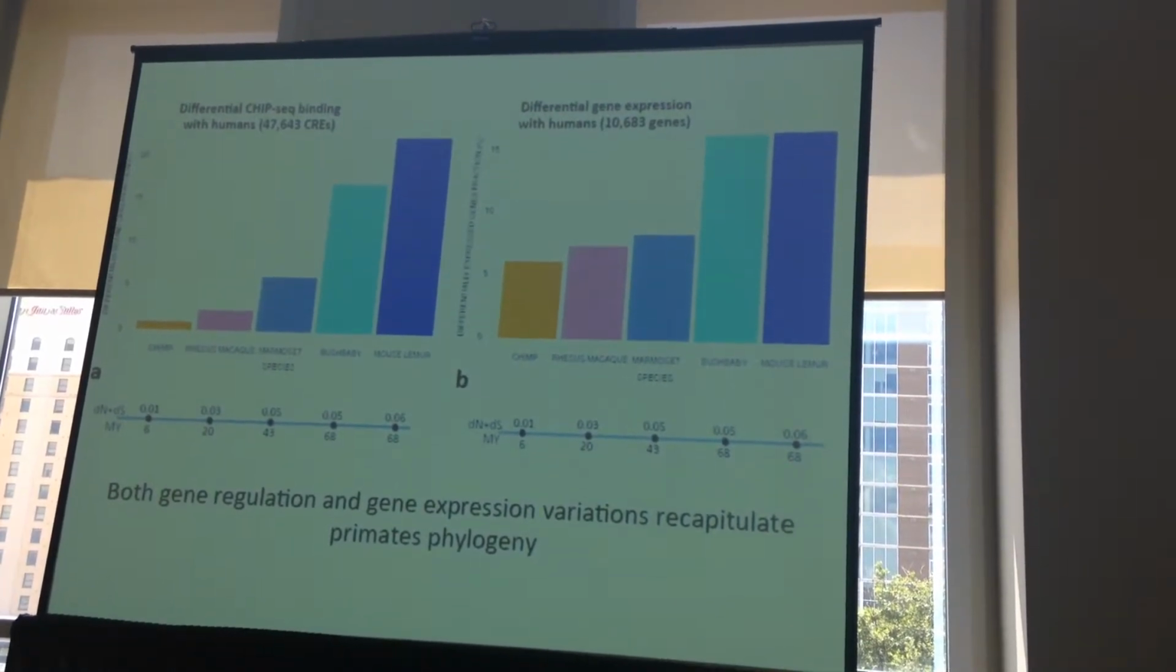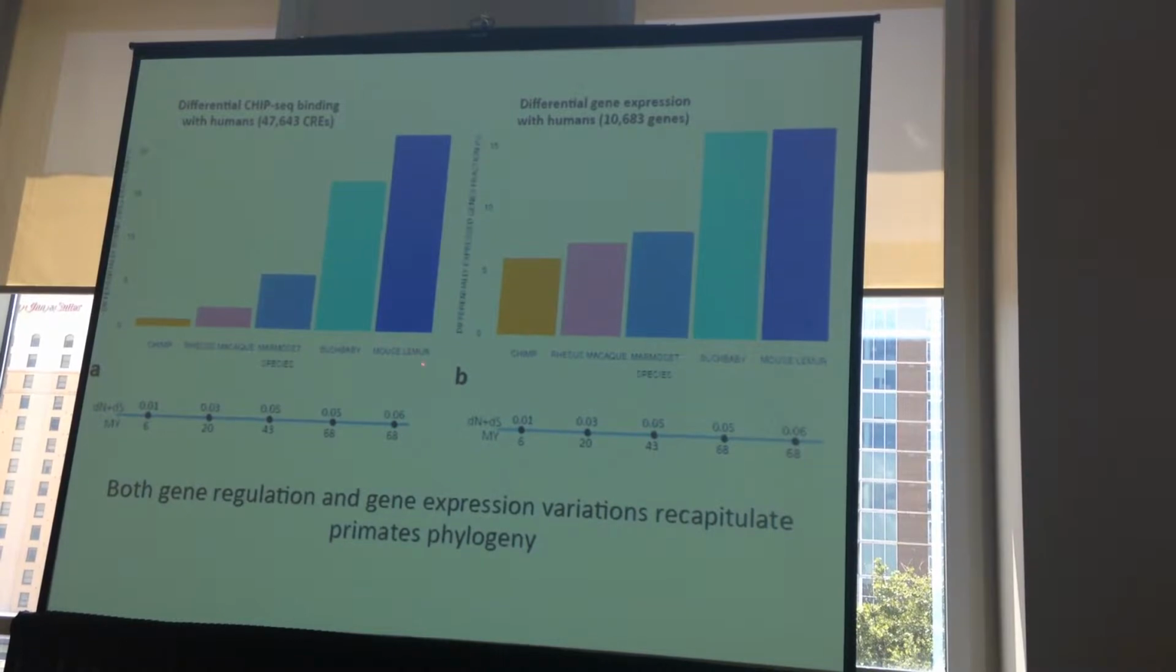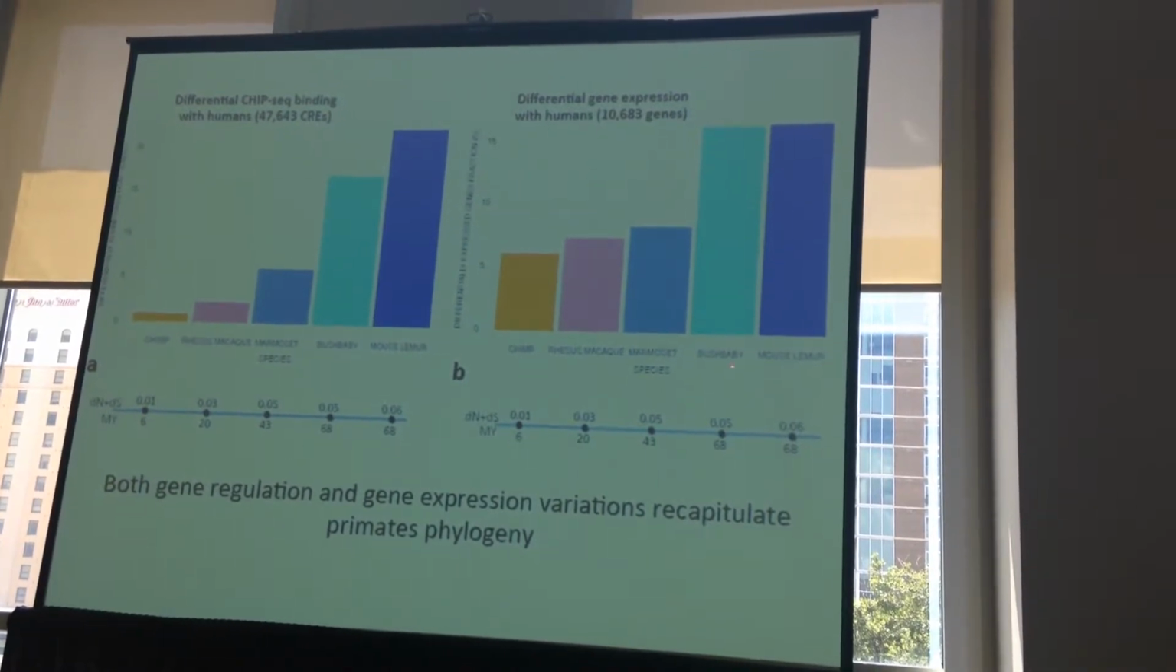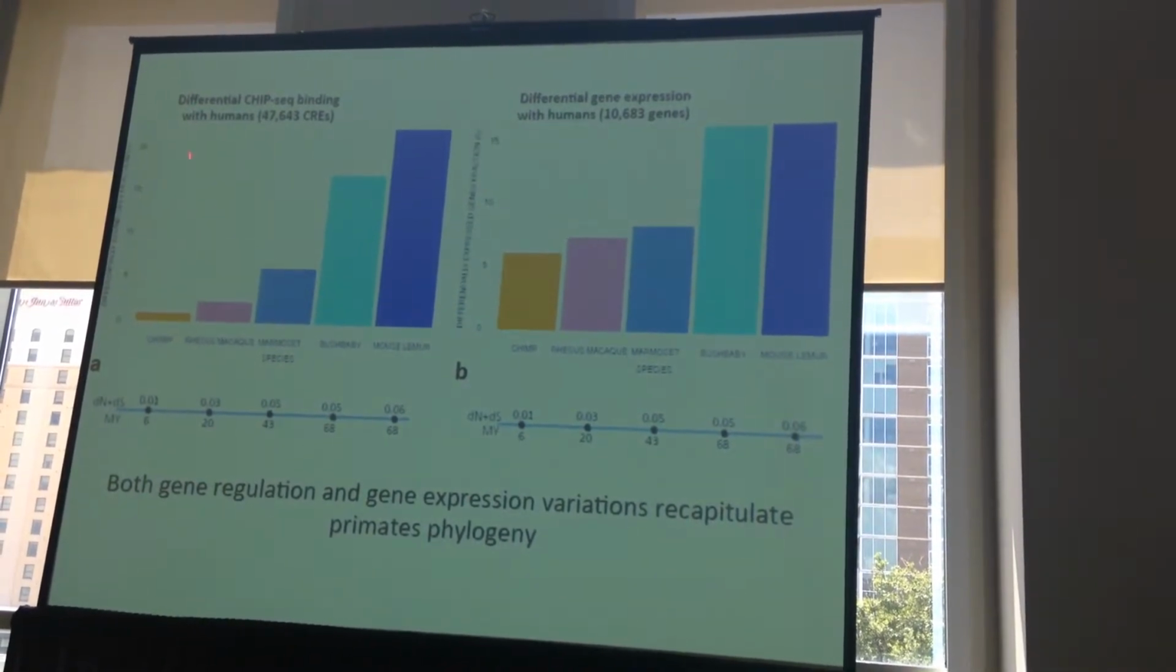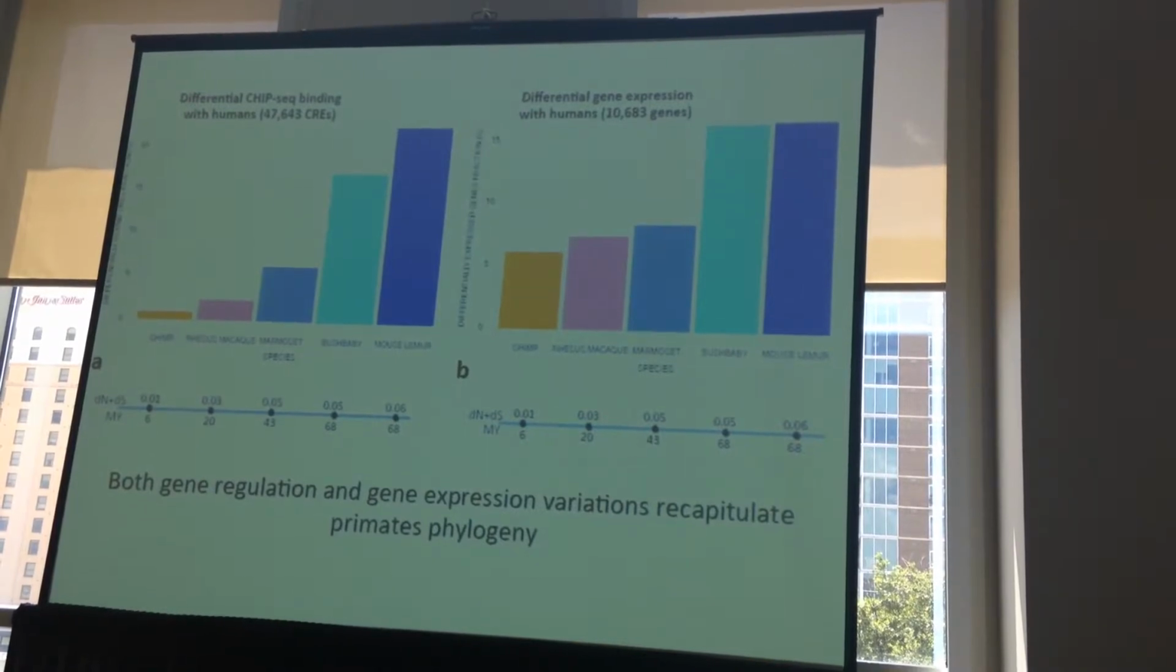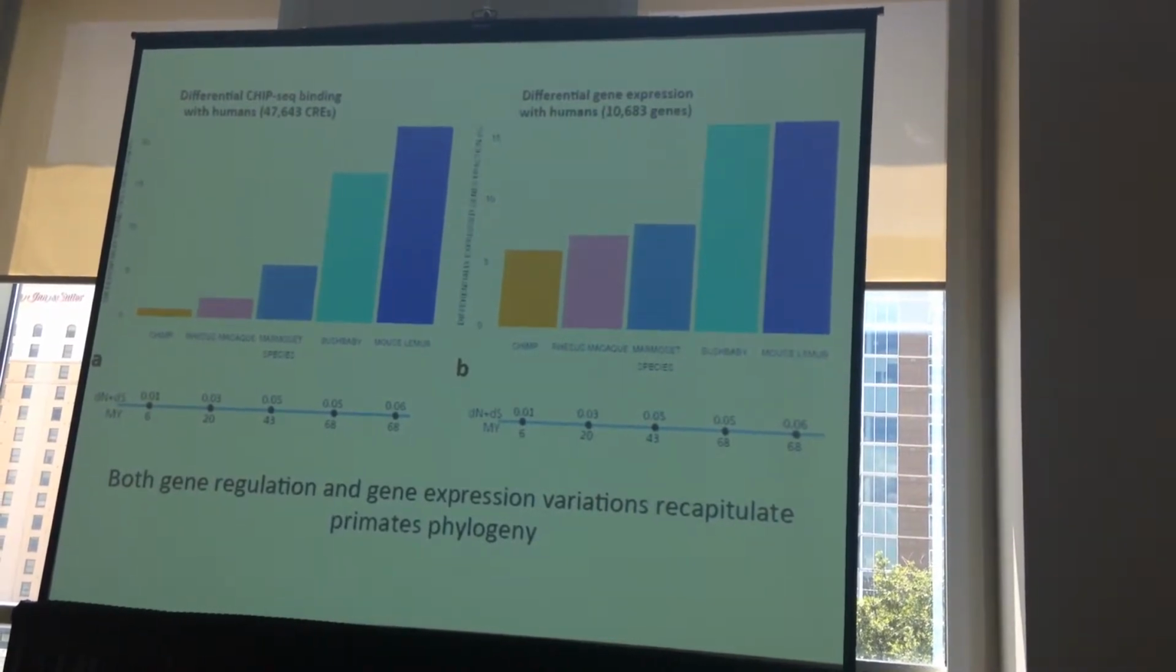And at the same time, species with earlier divergence, so bush baby and mouse lemur, have a higher number of differentially expressed genes and also a higher number of enhancers and promoters that are basically non-functional in these species and are instead functional in human.